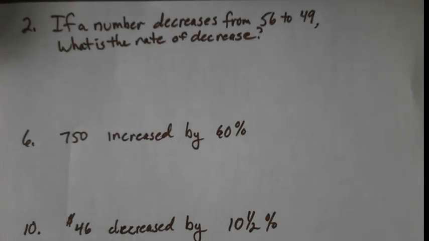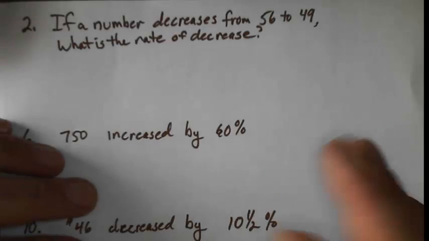Okay, these problems go with section 6.3. We're dealing with proportions still. We're dealing with difference, positive or negative, in the sense that it's an increase or a decrease. So, two types of formulas.